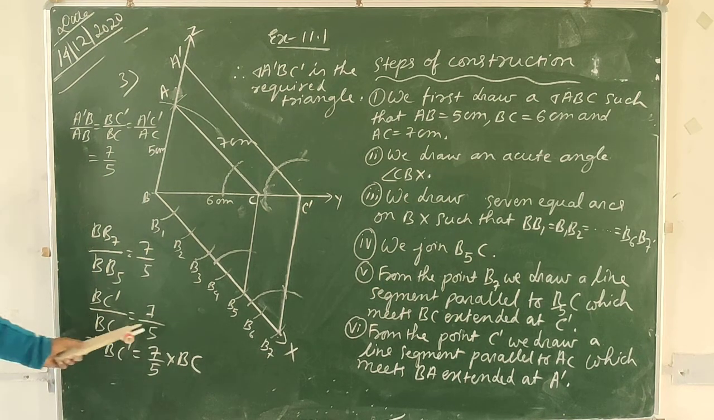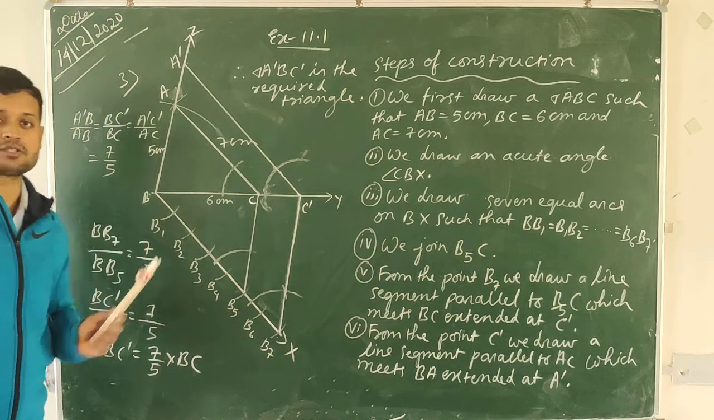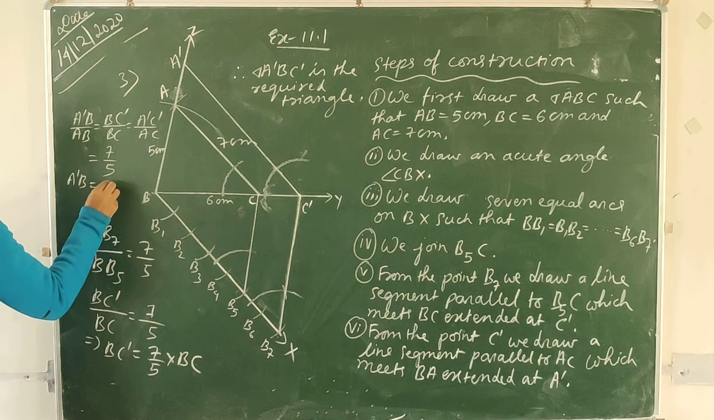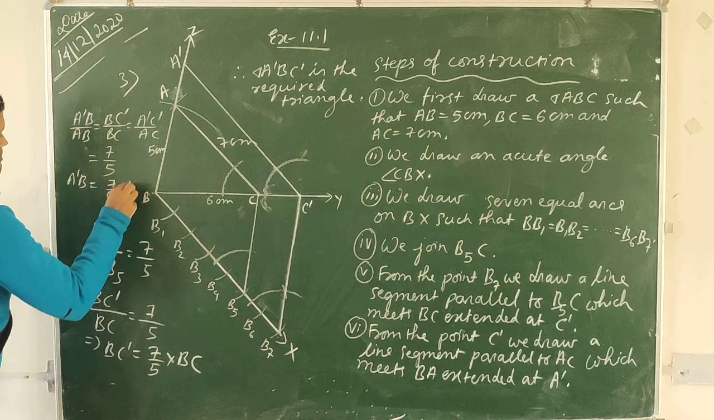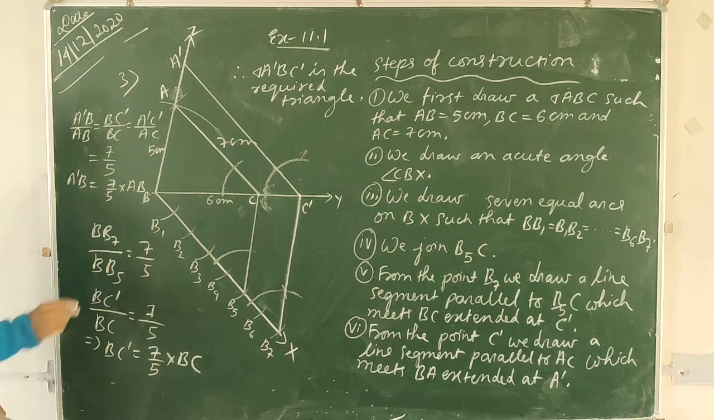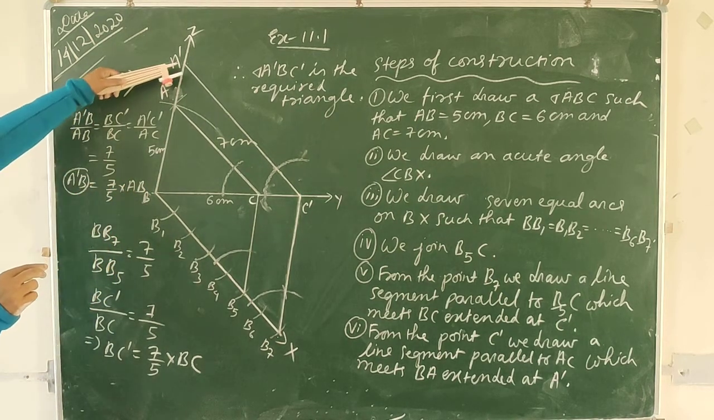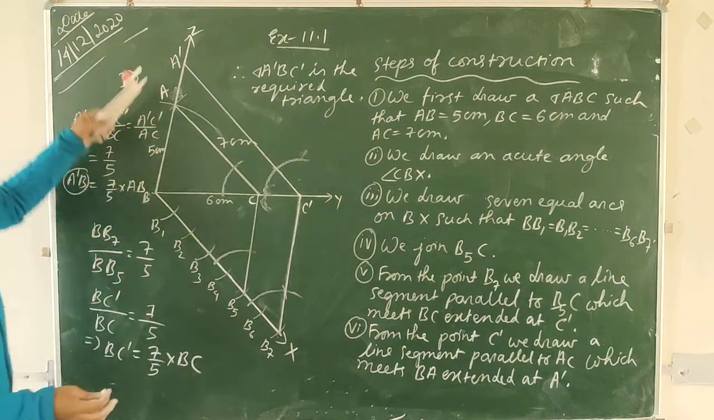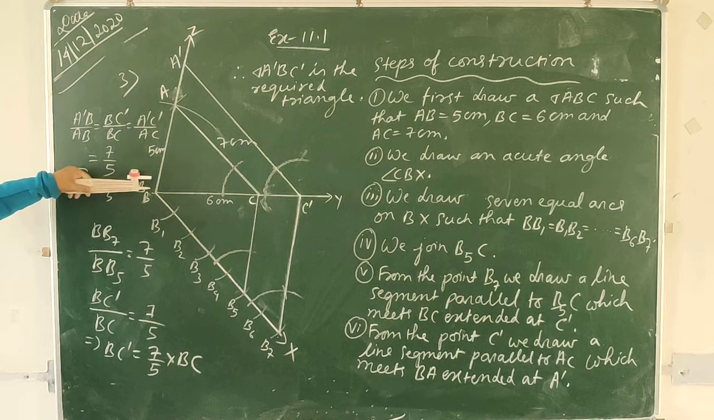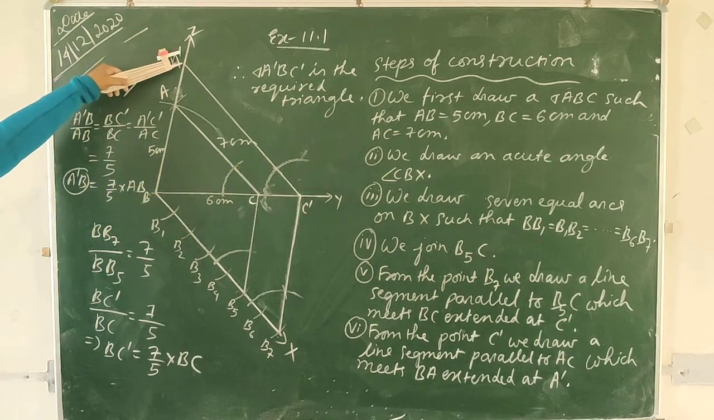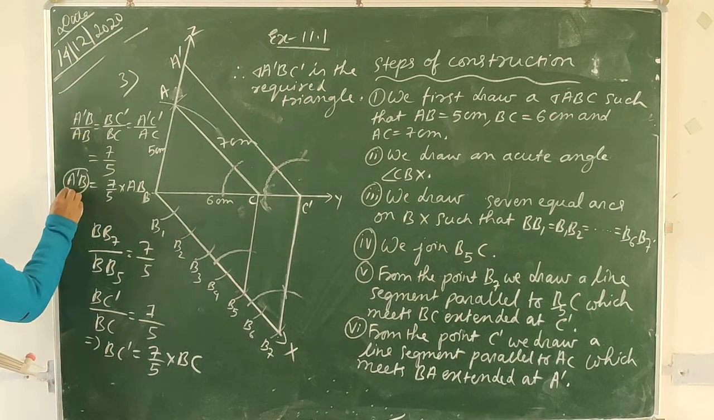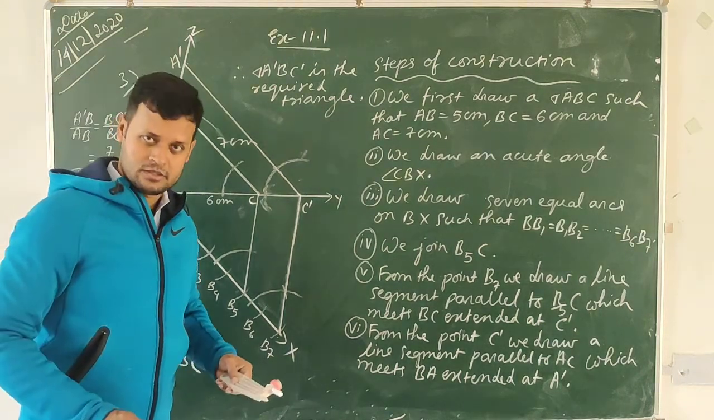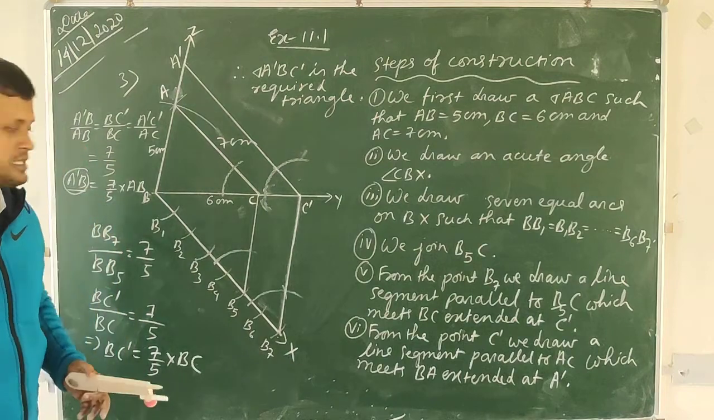Because this is also equal to 7 by 5, all this will be equal to 7 by 5. Now if I cross multiply, you see A dash B will be equal to 7 by 5 into AB. So A dash B, that is the bigger triangle, the triangle that we require, not the original triangle, is 7 by 5 times of AB. Became or not? So did you understand? So this is how it is done. Okay.